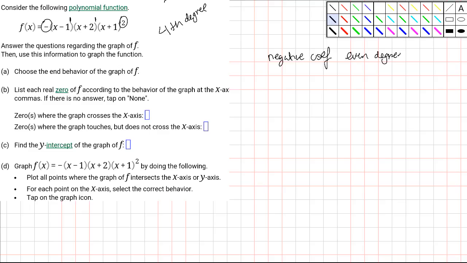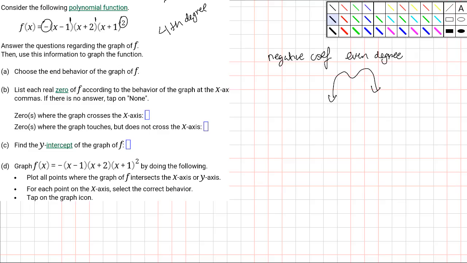And if you remember, an even degree polynomial with negative coefficient is going to look like an M. It's going to fall to the left and fall to the right. So that is part A, the end behavior. Fall to the left, fall to the right.